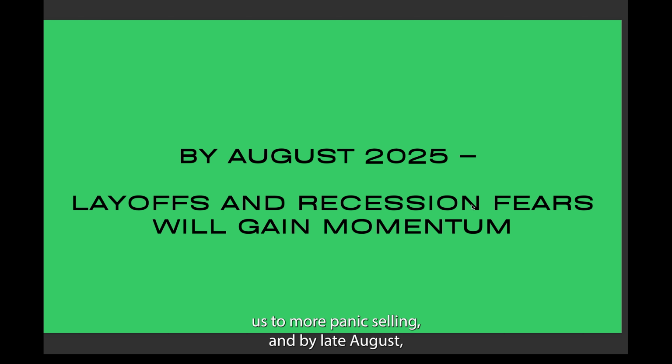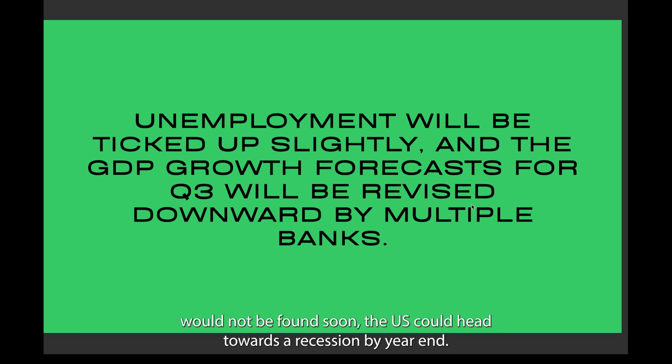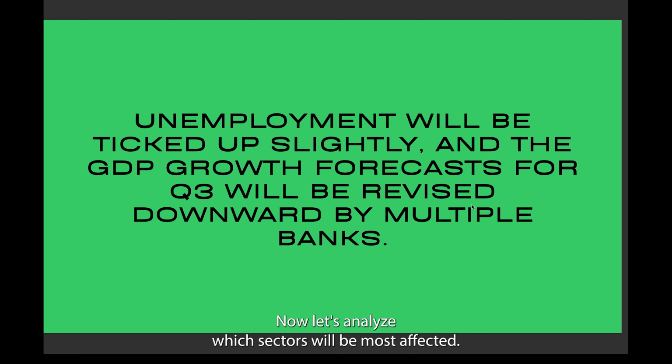This will lead to more panic selling, and by late August, the major US indices will be down by 15 to 18% from their 2025 highs. Some experts will be warning that if a resolution is not found soon, the US could head towards a recession by year end. This all will happen if corrective measures are not taken right away. Now let's analyze which sectors will be most affected if all this goes in the worst possible way.